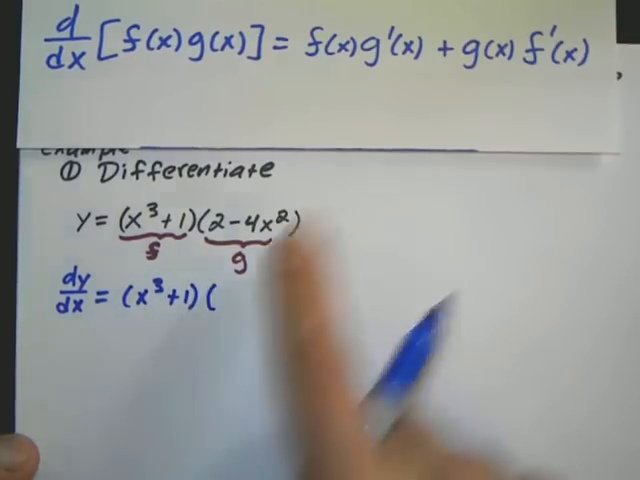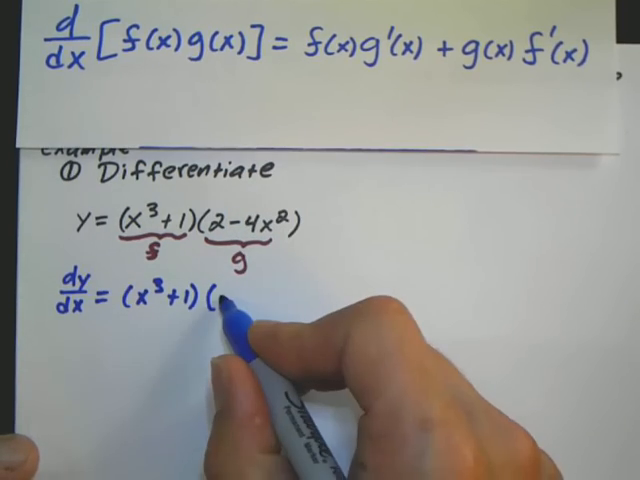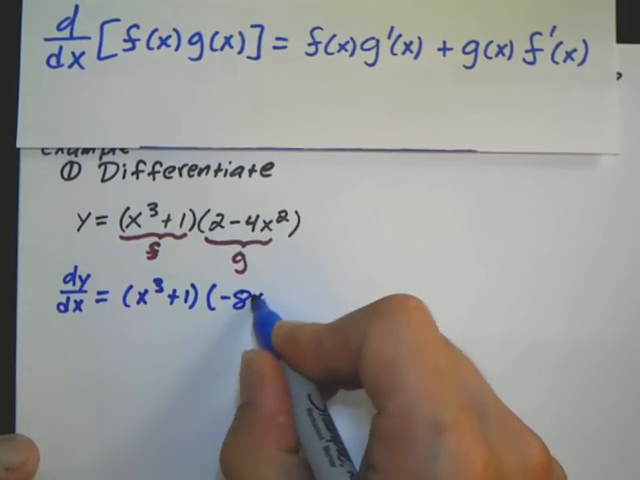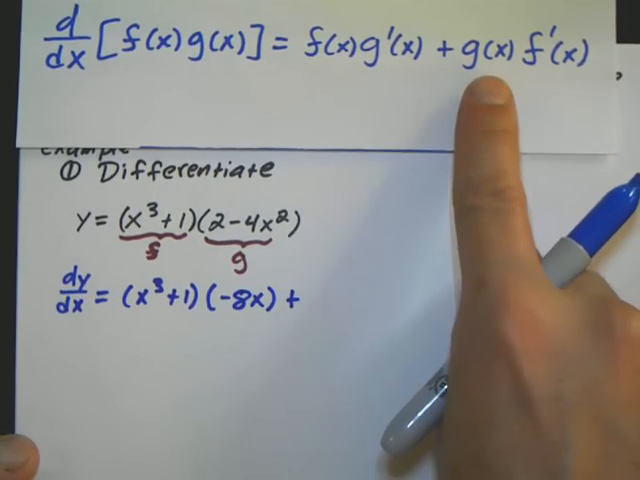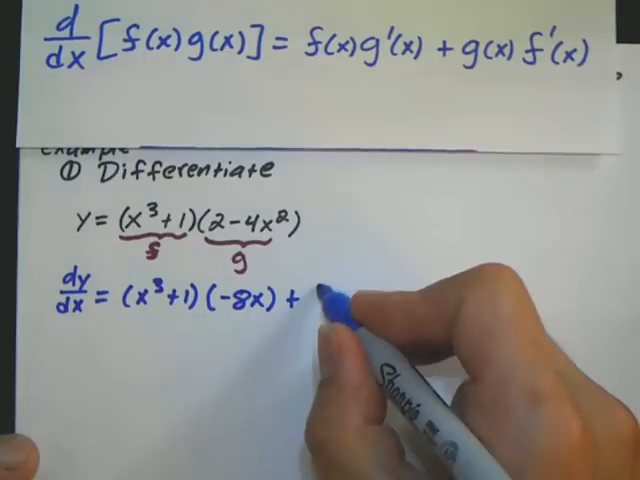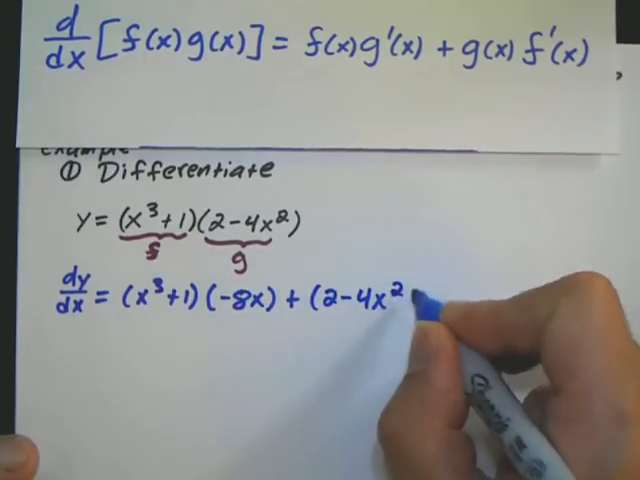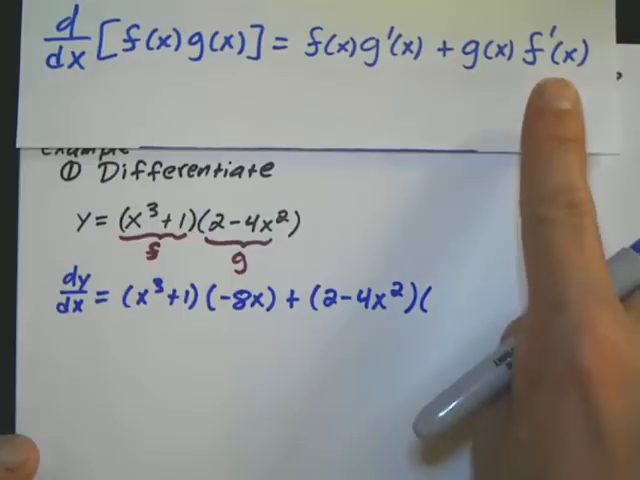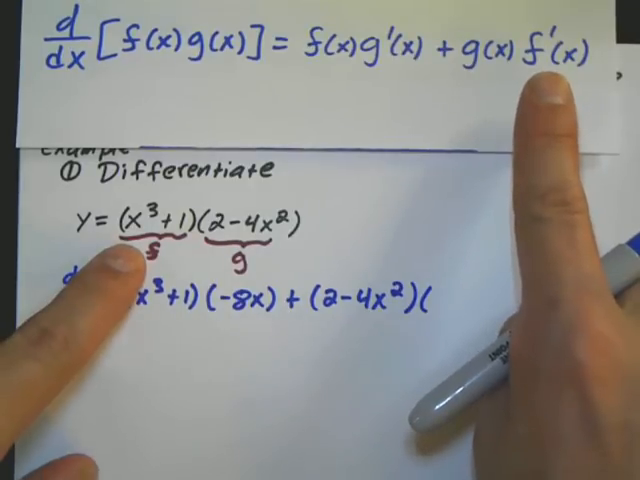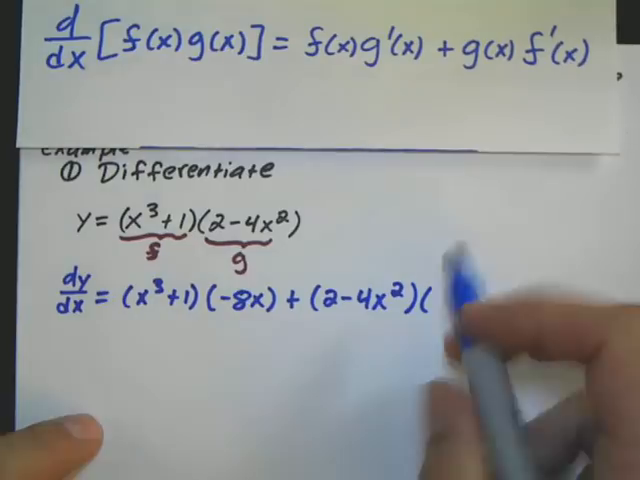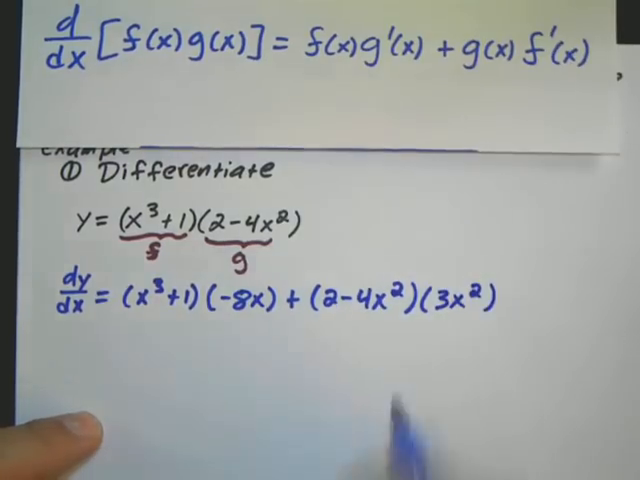Now this is going to turn into a g prime, so the derivative of this is going to be negative 8x, plus, the rule now says keep g the same, so 2 minus 4x squared. And now I have to multiply that by f prime, for the derivative of x to the third plus 1 is going to be 3x squared.